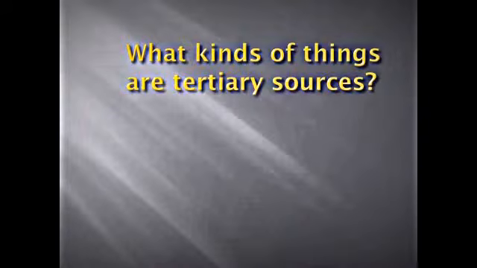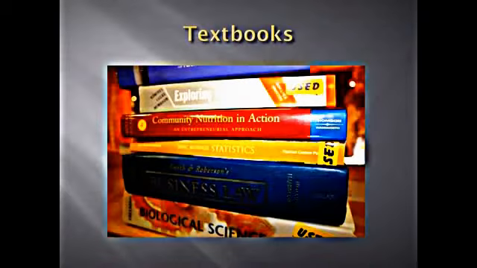Tertiary sources are just as straightforward. Your textbooks are tertiary sources. Textbooks are produced specifically to guide a student who's taking a course through the content that the course covers. They're not based on original research. Instead, they summarize and synthesize content from secondary sources in a way that's designed to help the student digest it. Because they're based on secondary sources, they are tertiary sources.